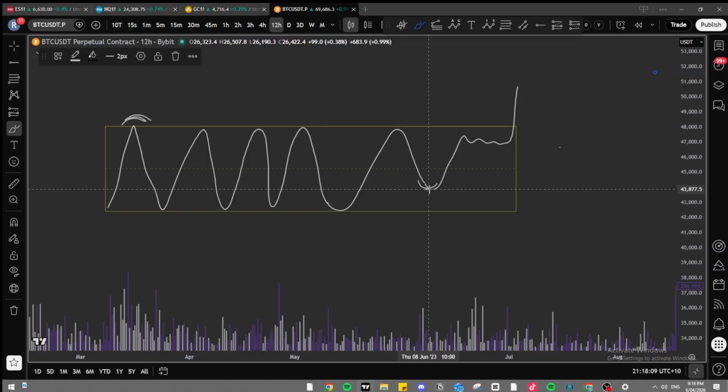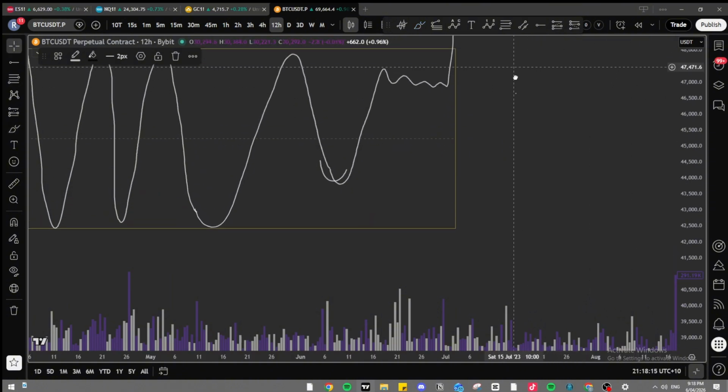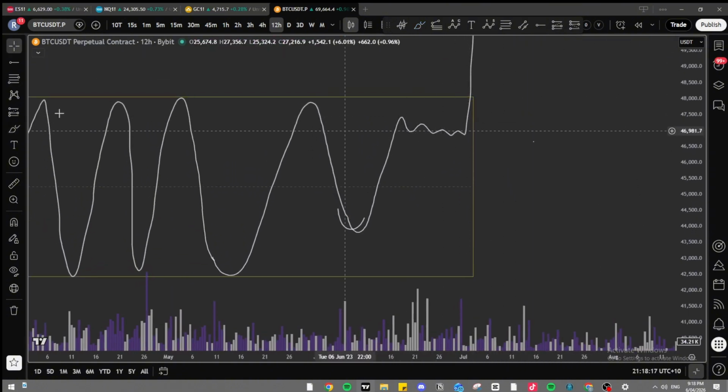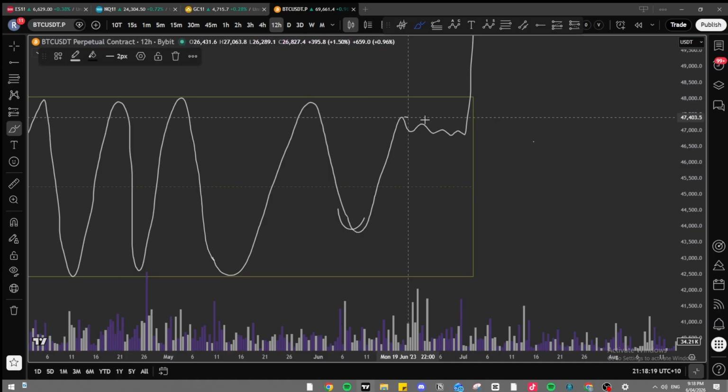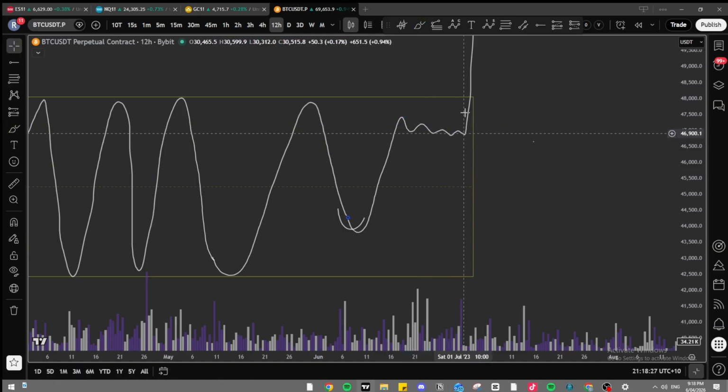Not only that, we push up and we fail to rotate to even the midpoint of the range. And then we also build some sort of bullish structure here in terms of price failing to actually rotate down. After price fails to rotate down, you tend to get a push up.